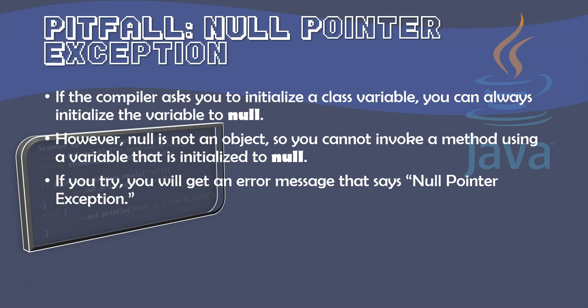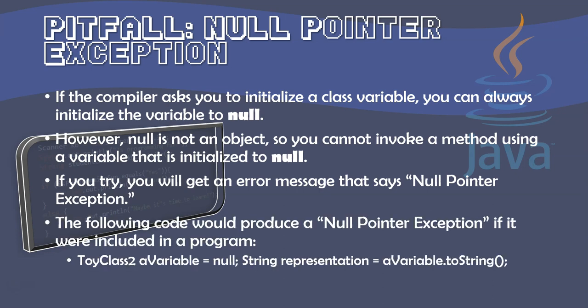So when this happens, what we get is an error message, and it'll say null pointer exception. For example, the following code would produce a null pointer exception if we included it in a program. If we say a ToyClass2 variable is null and say stringRepresentation equals aVariable.toString. Well, toString is a method that would exist in that ToyClass2. However, because we have the ToyClass2 variable set equal to null, we are going to have an issue, because null, remember, doesn't represent anything. And because it doesn't represent anything, when you try to write it out with toString, it doesn't know what you want.